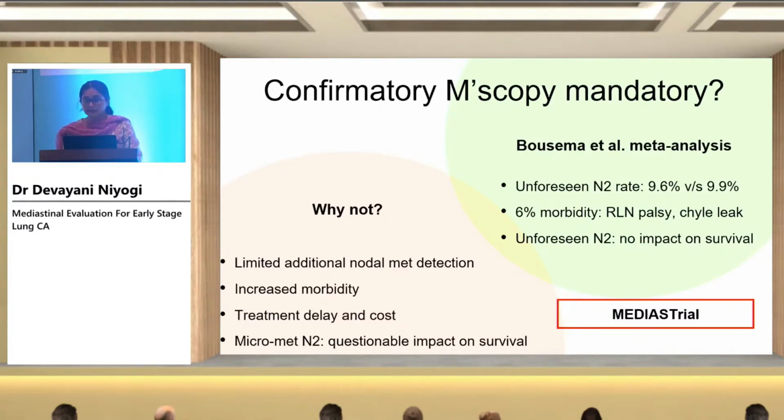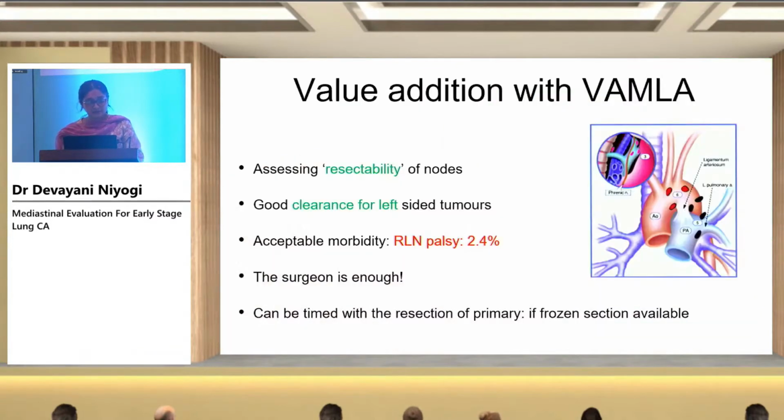So Bosima is a big name in mediastinal staging. He did a meta-analysis which said that the unforeseen N2 rate was around 9%, whether or not you confirmed your negative EBUS with a mediastinoscopy. Moreover, mediastinoscopy has a 6% morbidity, including recurrent palsies and chyle leaks. And this unforeseen N2 in this 9%, when they followed it up over time, actually had no impact on survival. So you have the MEDIAST trial, which is currently ongoing. It is just about completing accrual, which will help us answer this question with some evidence backing. Can we forego a mediastinoscopy after negative EBUS?